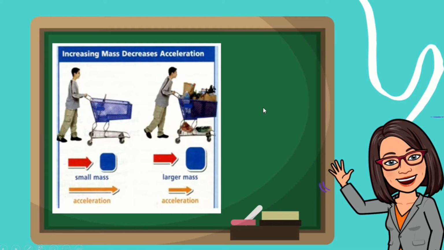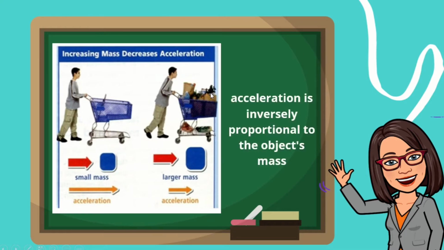Whereas, for the second picture, you have here the same boy with the same amount of force, but one cart without groceries, while the other cart is full of groceries. Same amount of force, but the mass is not the same, because acceleration is inversely proportional to the object's mass. The larger the mass, or the more mass an object has, the lesser its acceleration.